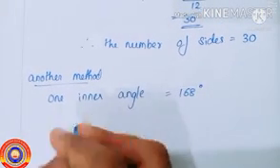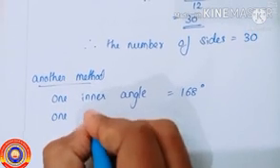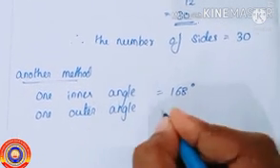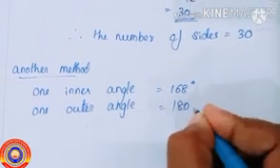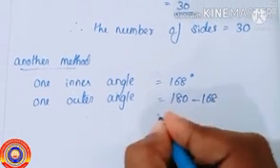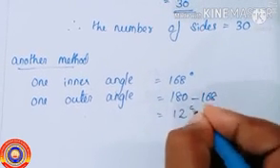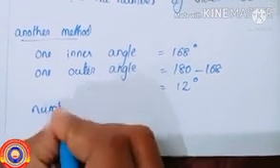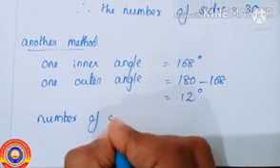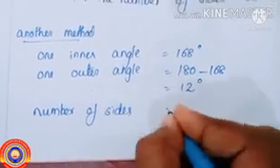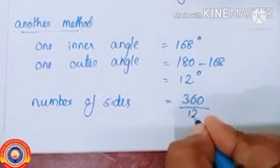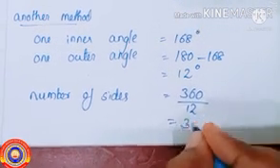Another method: one inner angle is equal to 168. Then one outer angle is equal to 180 minus 168, that is equal to 12 degree. Now we can find the number of sides. Number of sides is equal to 360 divided by 12, that is equal to 30.